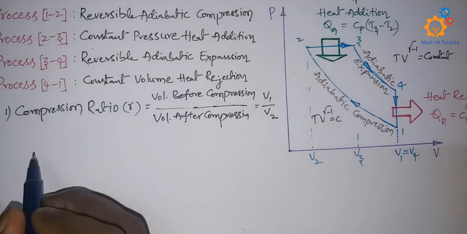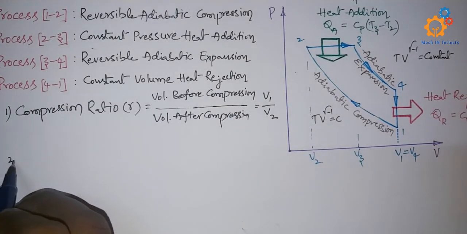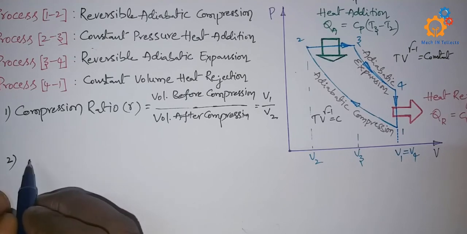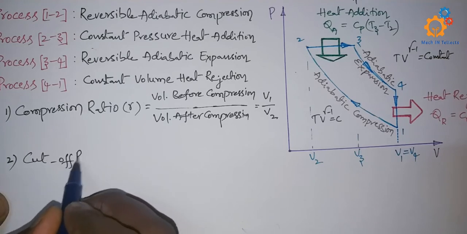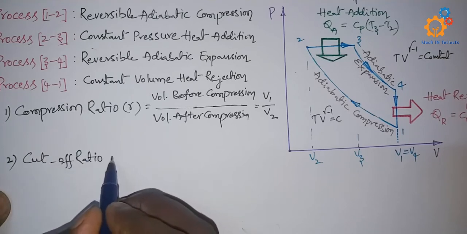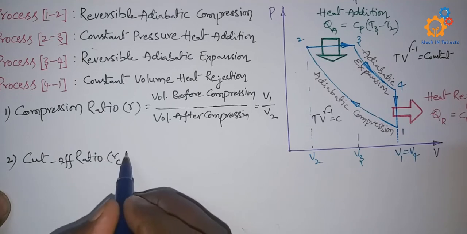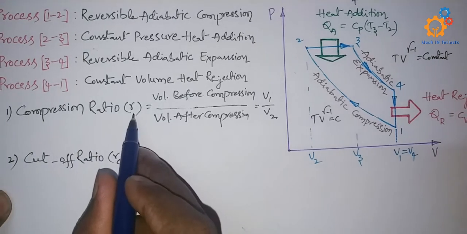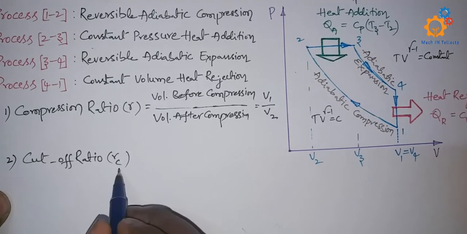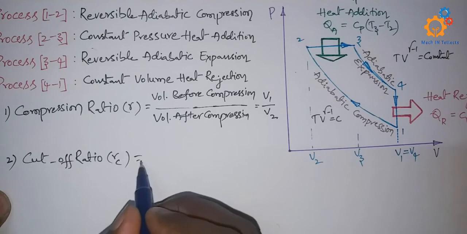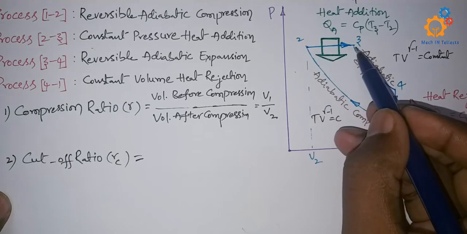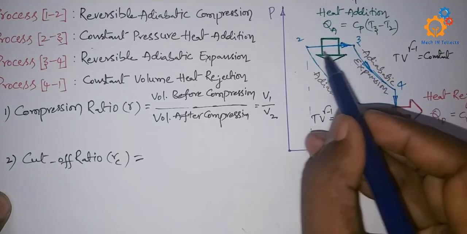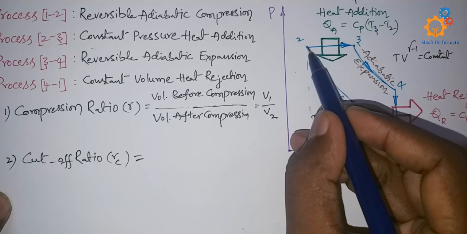Okay, and my second definition, these are very important definitions, is the cutoff ratio, and it is denoted by RC. Do not confuse, compression ratio I am taking as R and cutoff ratio I am taking as RC. It is defined as the volume after the heat addition process by the volume before the heat addition process.